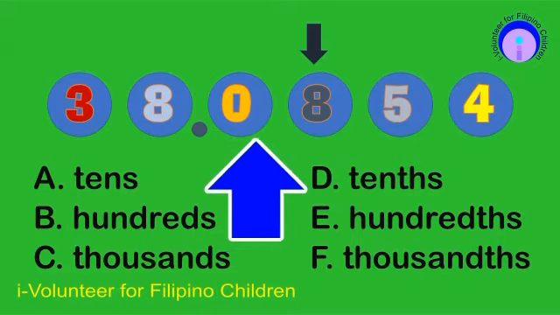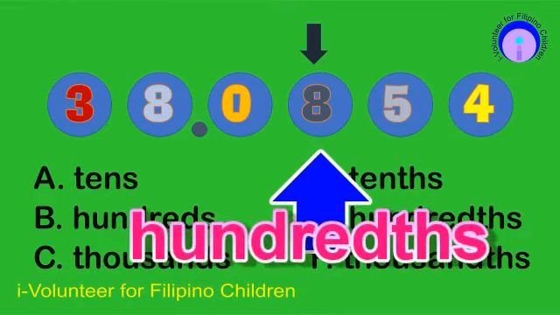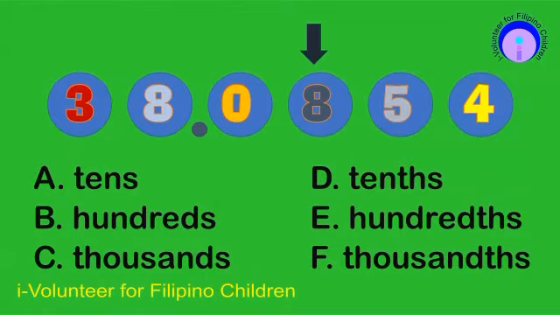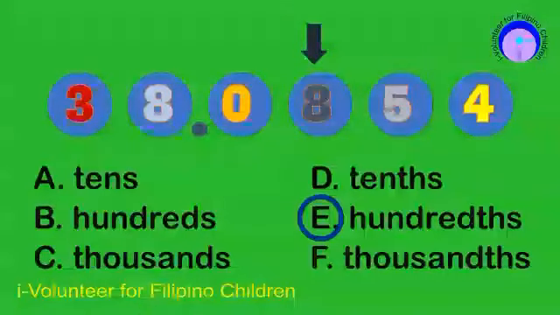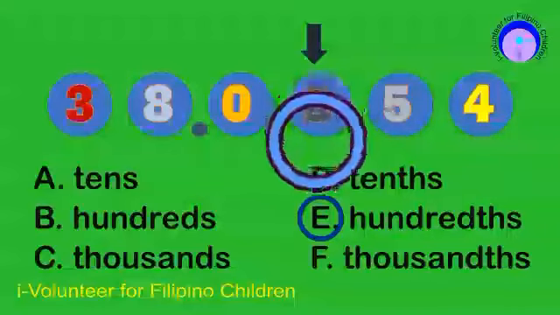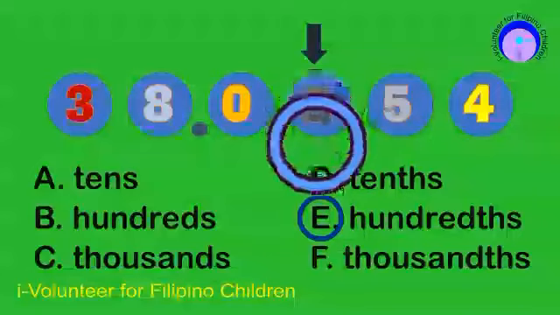Digit 0 is in the tenths place. Digit 8 is in the hundredths place. Josel and Arky got the right answer. It's letter E. Hundredths. Digit 8 is in the hundredths place.